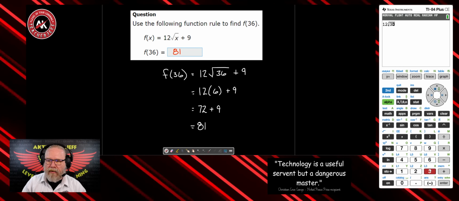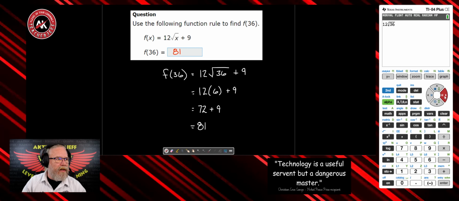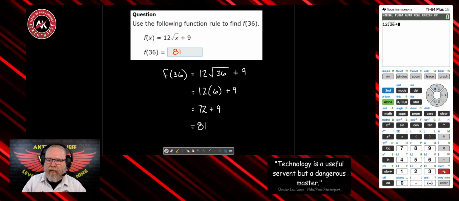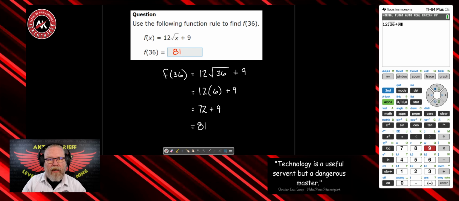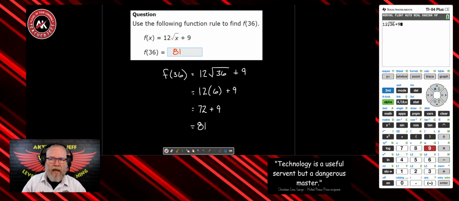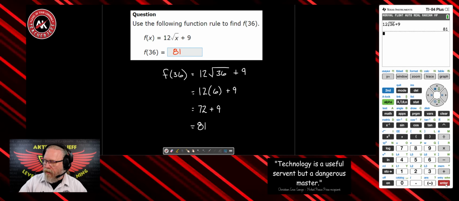Well, that's where the x is. So we're going to plug in that 36. I'm going to hit the arrow over key to get out from underneath the square root sign. And then do plus. And from there, I'm supposed to add 9. Now, if I've done all my work correctly, this should say 81 whenever I hit enter. And indeed, we get 81.